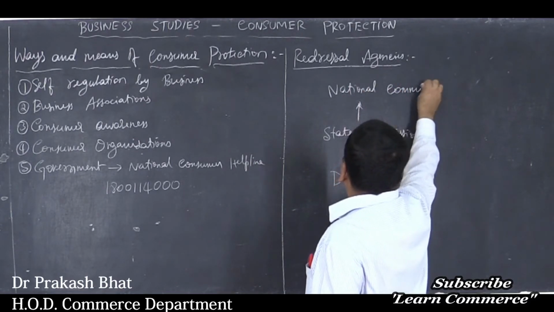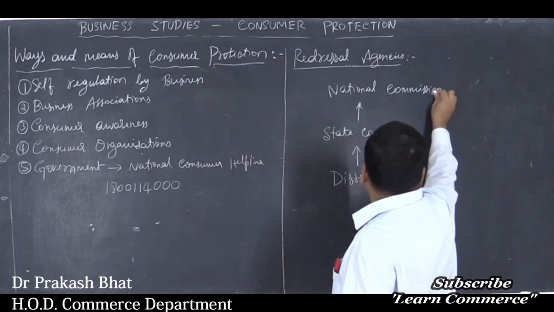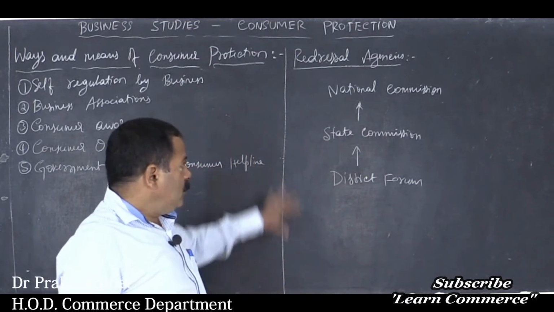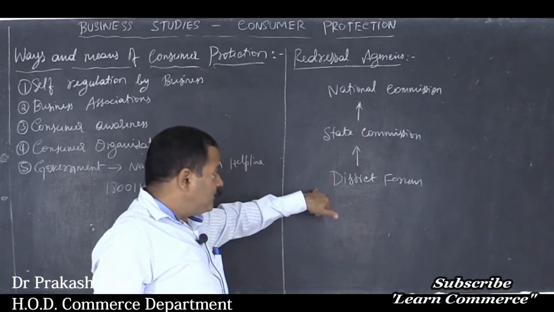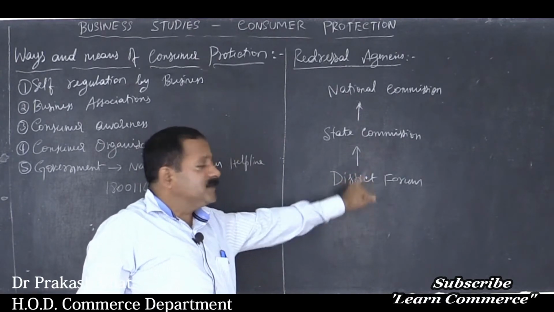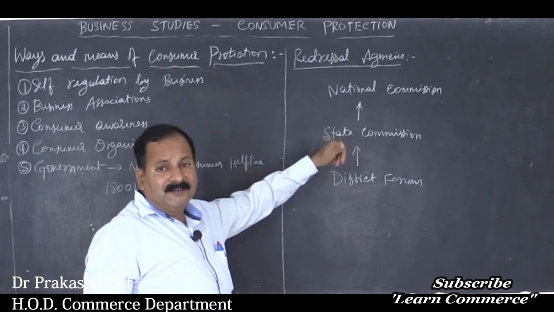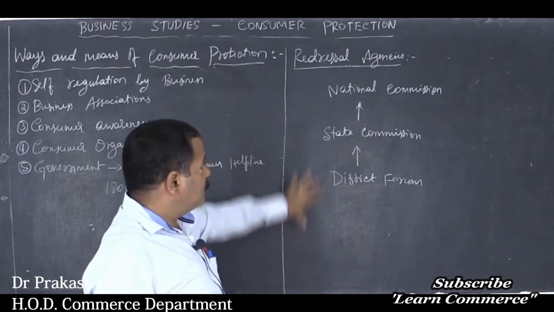These are the 3-tier agencies at the district level, state level and national level. They are called the district consumer grievances redressal agency, state consumer grievances redressal agency, and national level, same thing. So in this way there are 3-tier agencies.